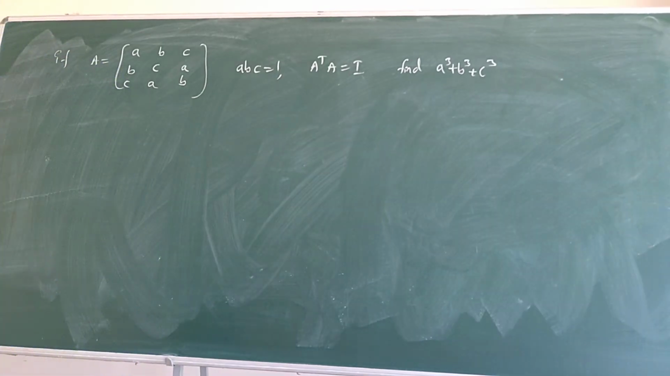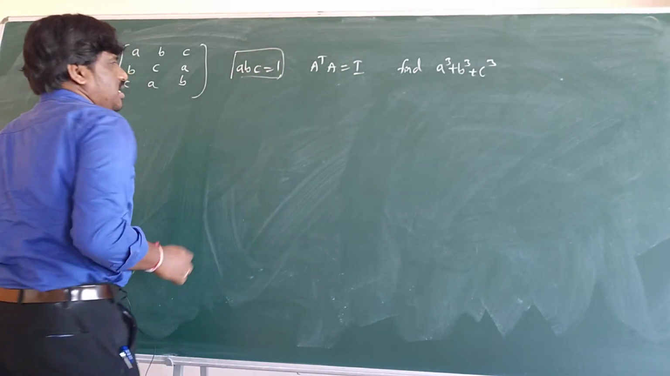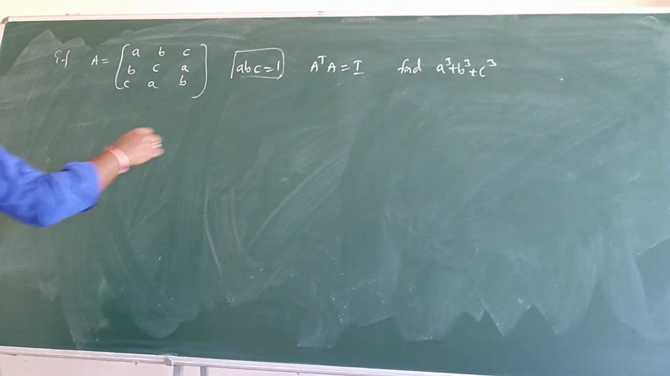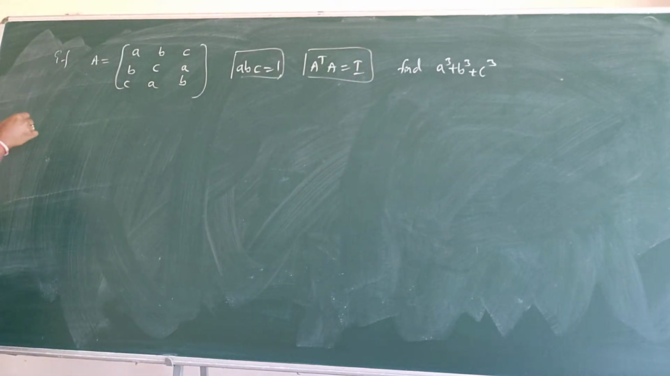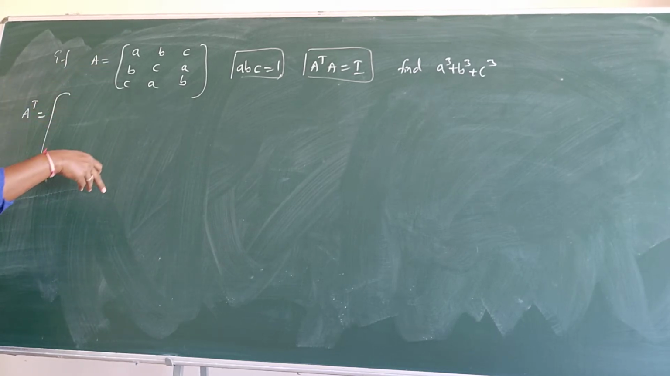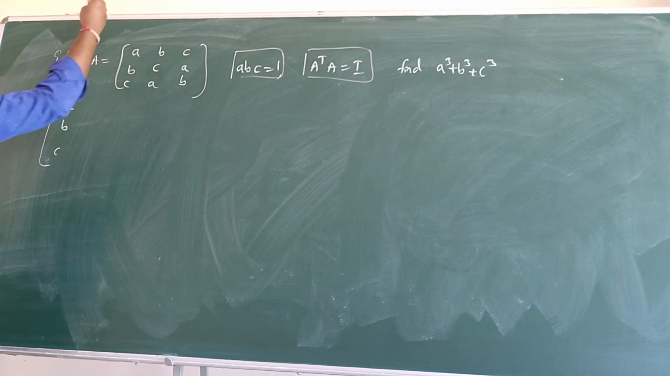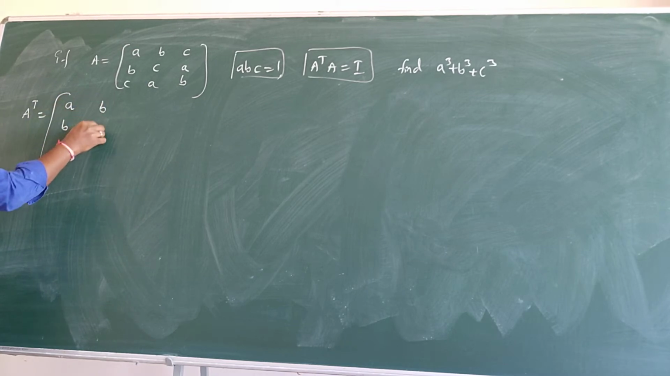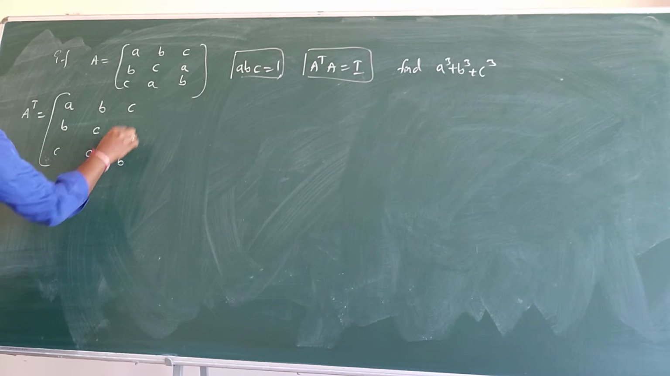See here, the condition is given ABC is equal to 1. This we will use. A transpose A equal to I is a very important condition here. So let us take the first A matrix. Already you have A, so find A transpose. A transpose is row become column, column will become row. So what I get here: A, B, C, and this row became column: B, C, A, and C, A, B.